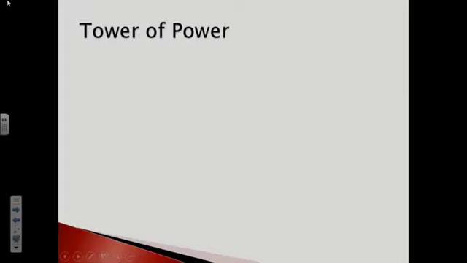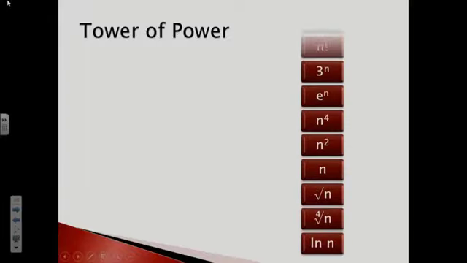To find the limit of a sequence, the following tower will be useful. At the bottom of this tower is the logarithmic function. At higher steps are power functions with increasing power. Exponential functions and factorial functions come as subsequent steps. At the top of this tower is the function n to the power of n.